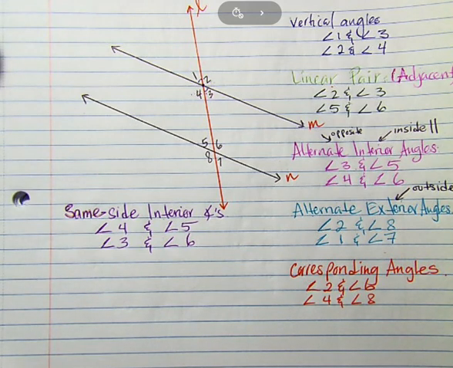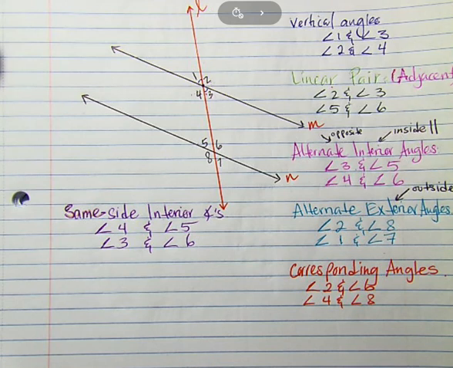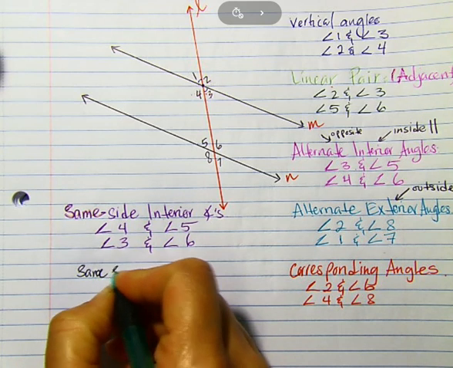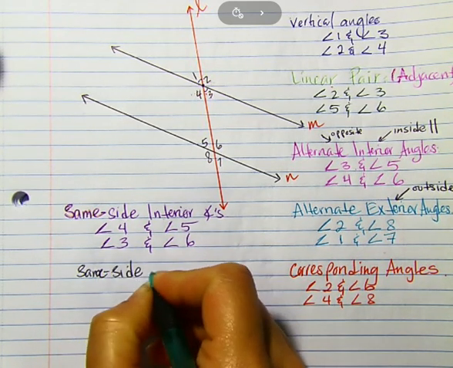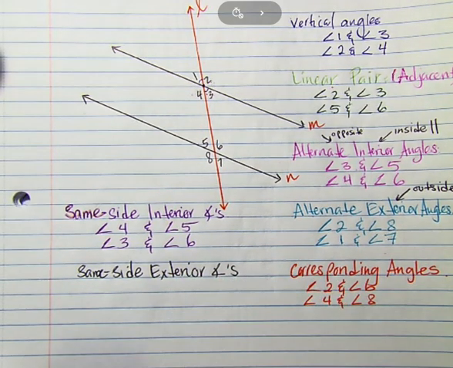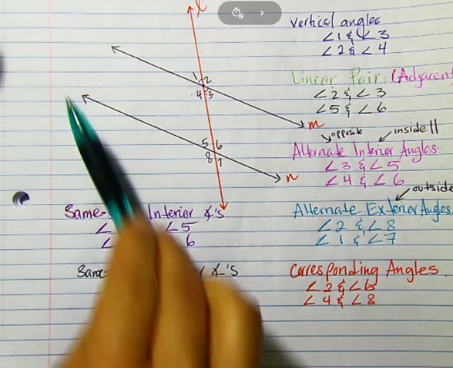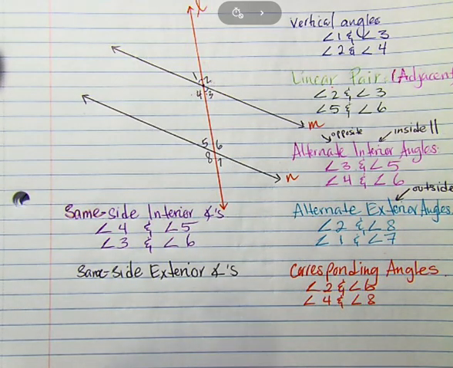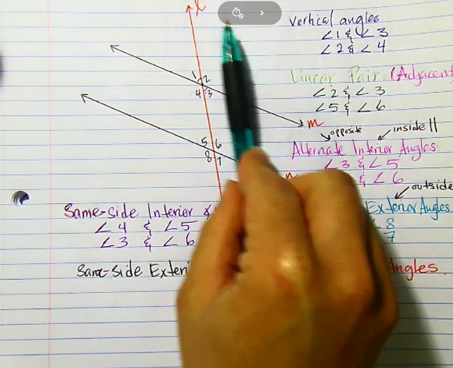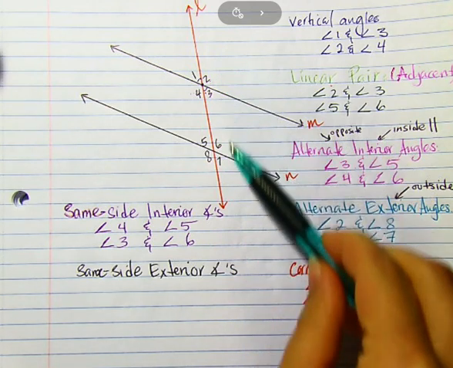Now the last type of angles would be same side but exterior angles. So let's go ahead and identify same side exterior. Same side exterior, meaning on the outside of the parallel lines, but same side in relationship to the transversal or the line cutting the parallel lines. Same side exterior. Okay, well, let's take a look at it. Same side of the transversal on the outside of the parallel lines.